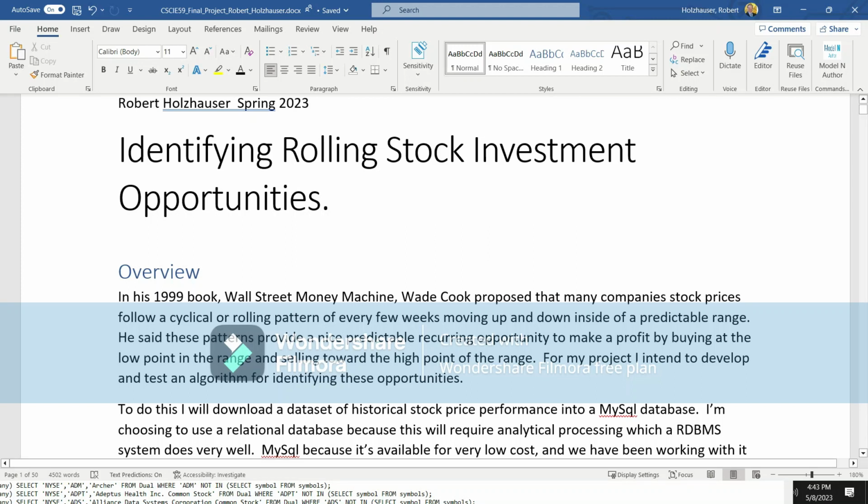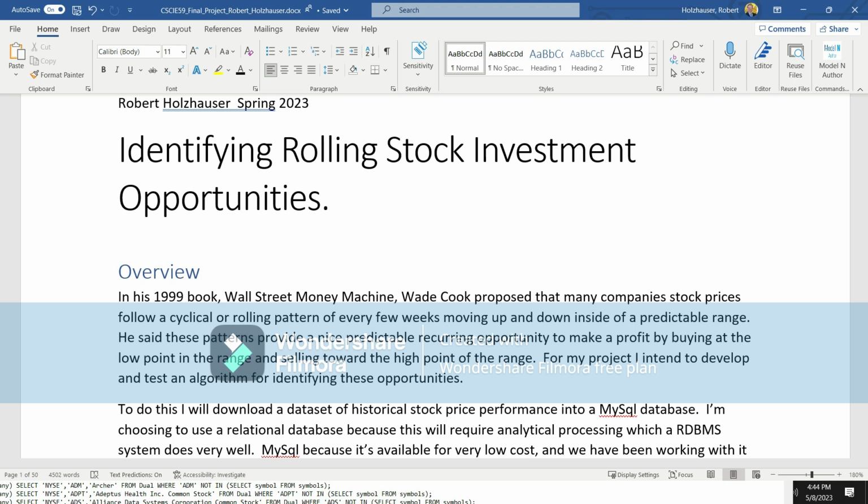Hi, this is Robert Holzhauser, and for my project, I wanted to see if I could use databases to find opportunities consistent with what Wade Cook proposed in his book from the late 90s called The Wall Street Money Machine, where basically he proposed looking for stocks that he called rolling stocks that have a cyclical and predictable pattern approximately every few weeks of going from some low cycle point to some high point where you would buy low and sell high, wait for it to go back to the low point, buy it again, sell it again at the high point, and that many stocks have some predictability because they're really consistent with that type of a pattern.